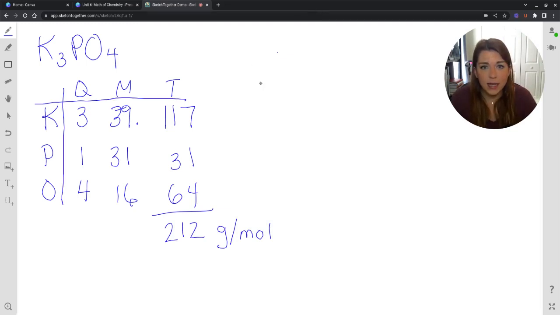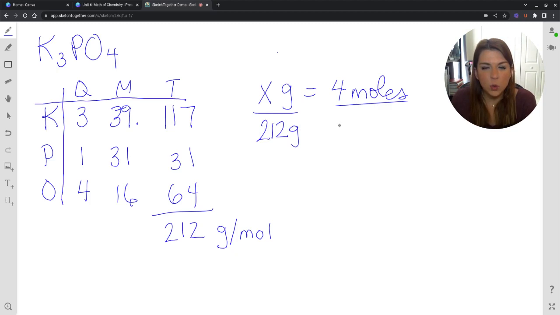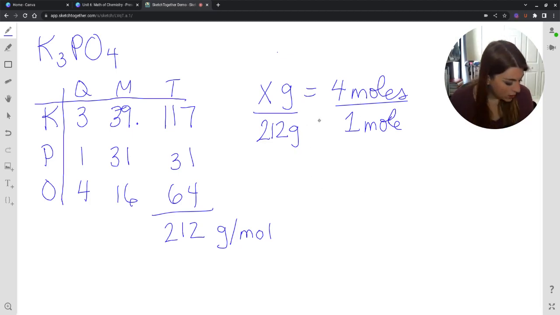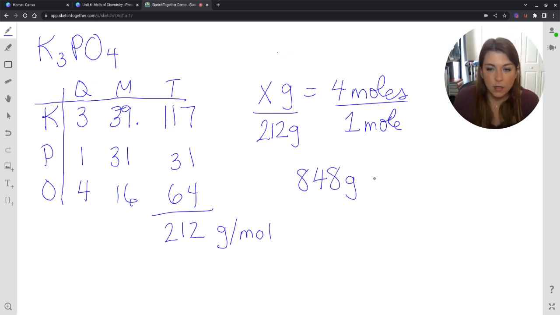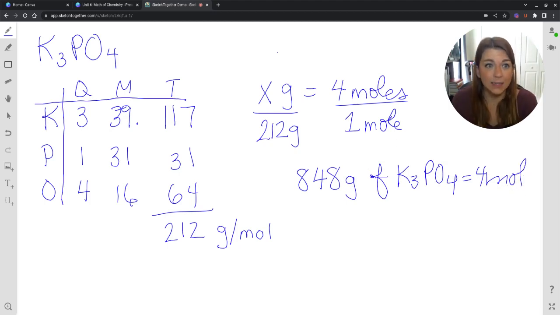So the way I would set this up is I would say, I don't know how many grams it is. X grams of potassium phosphate will be 4 moles. But the question is going to come from this: 212 grams is equal to 1 mole. And then we just cross multiply because we have 2 fractions equal to each other with 1 unknown. So here I would get 1x is equal to 4 times 212. And that gives me 848 grams of K3PO4 is equal to 4 moles. And that would be it. That's as simple as it gets.